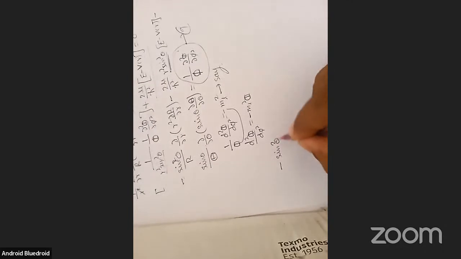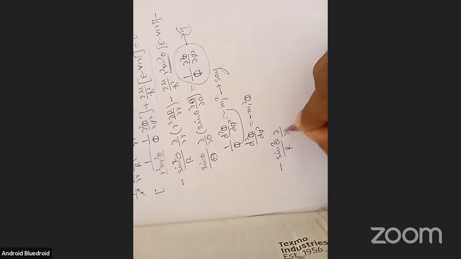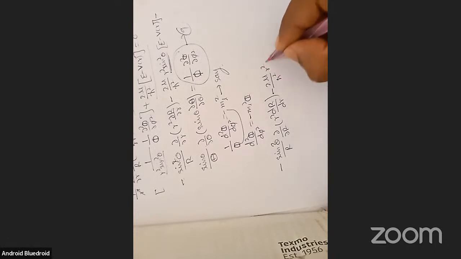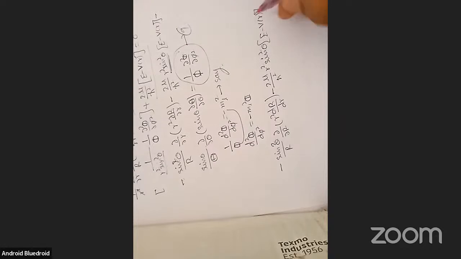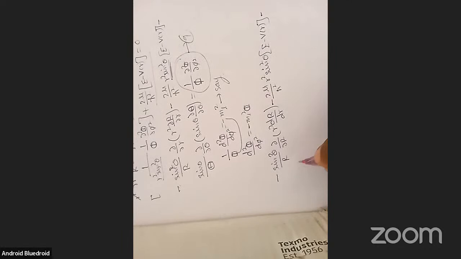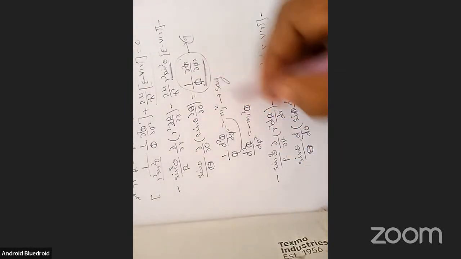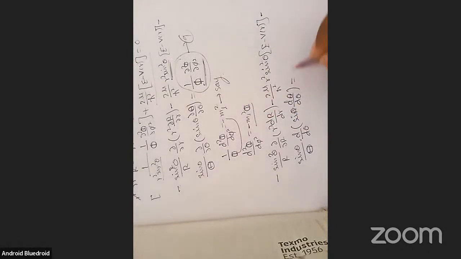Sin square theta by capital R, d by dr of r square dR by dr, minus 2 mu by h bar square, r square sin square theta into E minus V of r, minus sin theta by capital Theta, d by d theta of sin theta d capital Theta by d theta, is equal to minus m_l square. That value is substituted here.